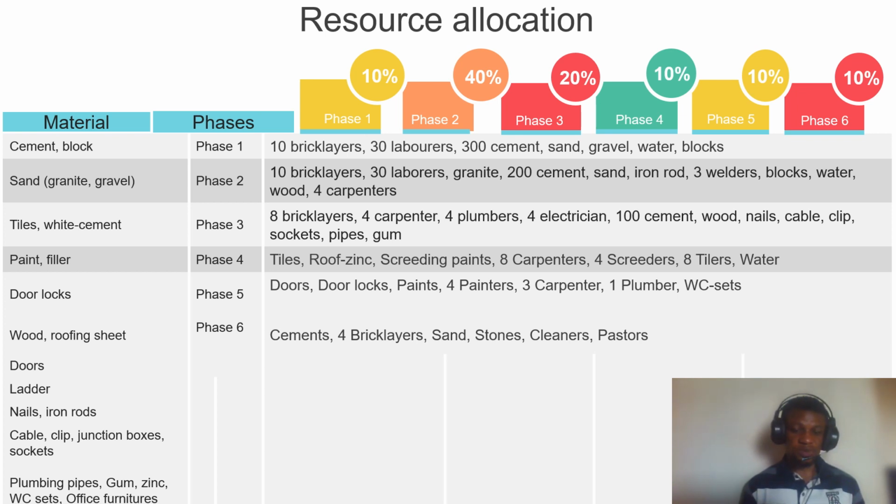Then phase 6 will include the usage of cement for bricklayers, sandstone, cleaners, and of course the pastors. The work here is to ensure that the compound is now clean. The cement will be used to floor the entire compound, and that's what we're using just for bricklayers, right? And so the pastors will be working around to make sure that inspection has now started, to make sure that everything has been done in alignment with the project expectation.